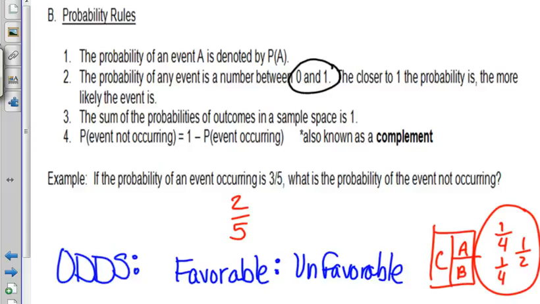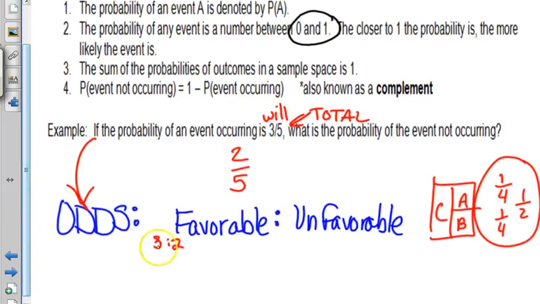Okay. What are the odds that the event occurs? 3 to 2. Okay, if we're talking about this one, because this is will occur out of total, right? So if you want the odds that it will occur, it's will occur to won't occur. Okay? What if I said, what are the odds the event does not occur?